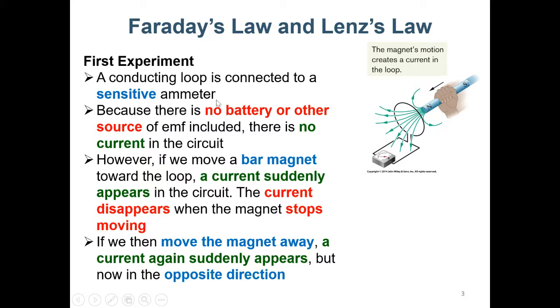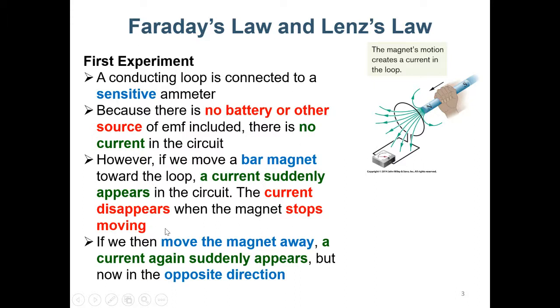A conducting loop is connected to a sensitive ammeter. So this is a loop, and this is a sensitive ammeter, which means it can sense very small current. Because there's no battery or other source of EMF, there's no current in the loop. However, if we move a bar magnet toward the loop, a current suddenly appears in the circuit. The current disappears when the magnet stops moving.